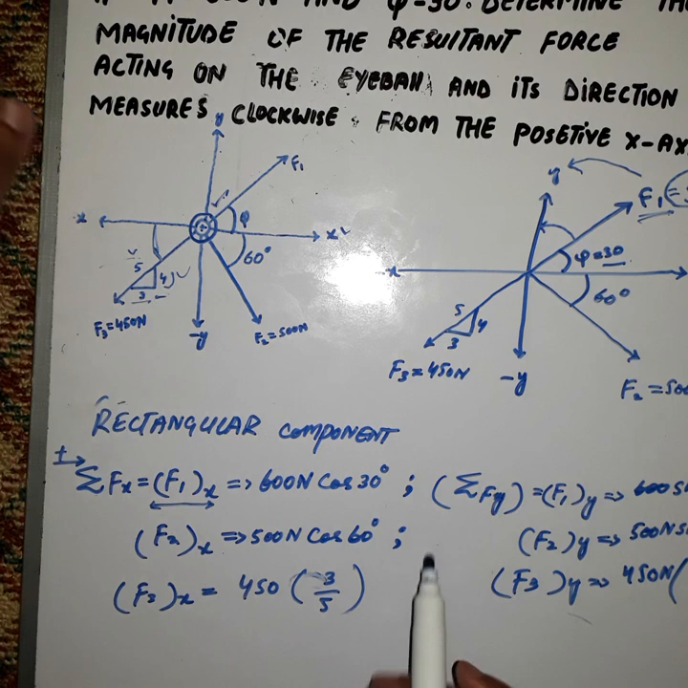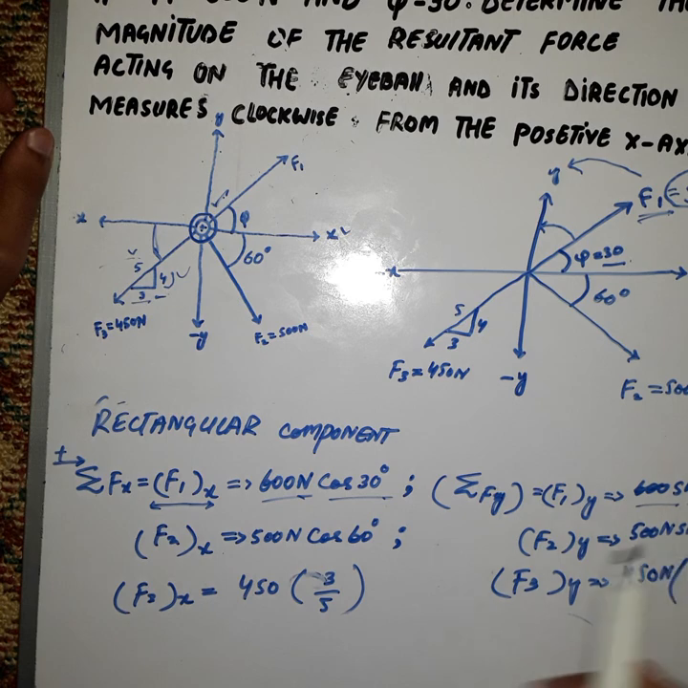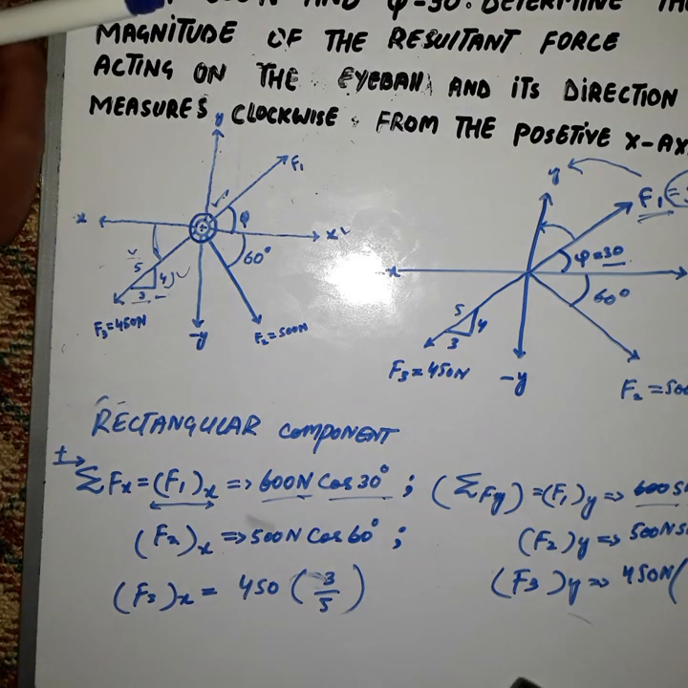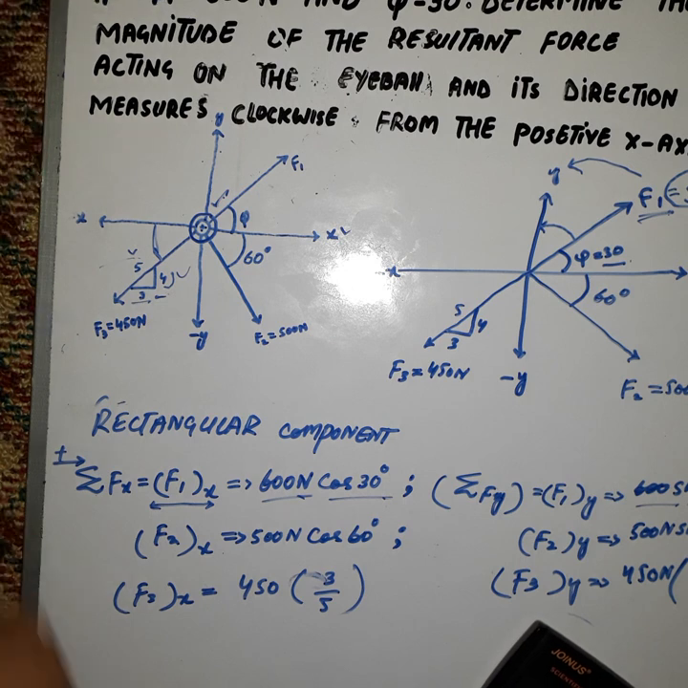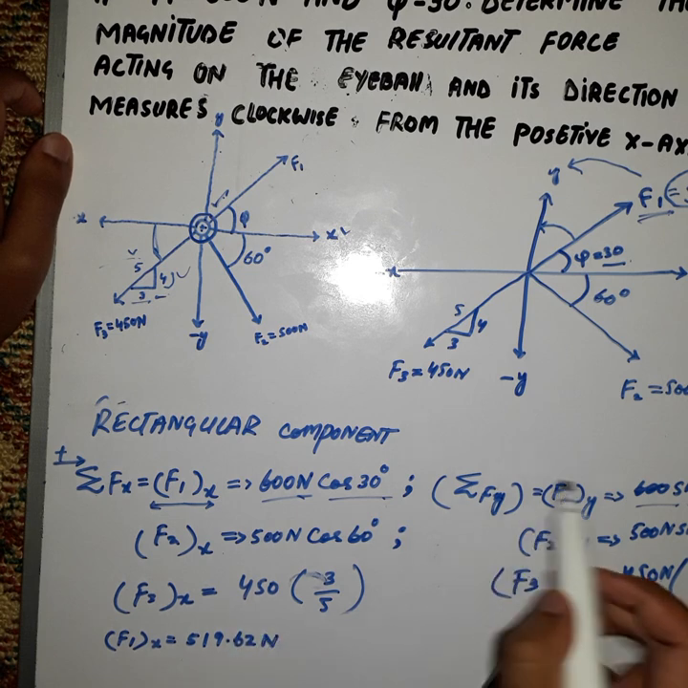Now we will multiply 600 with its angle, and using a calculator we will find the resultant forces. Rectangular component: 600 multiplied by cos 30 degrees, so F1 of x is equal to 519.62 Newton.